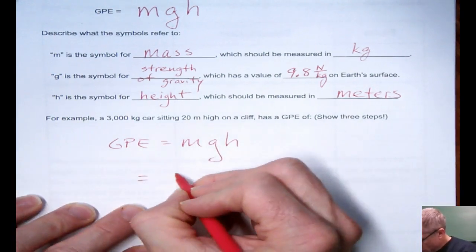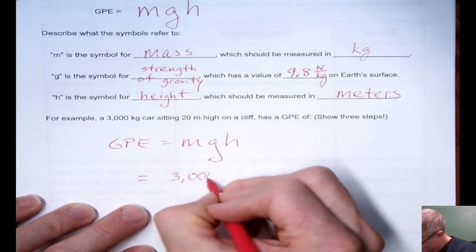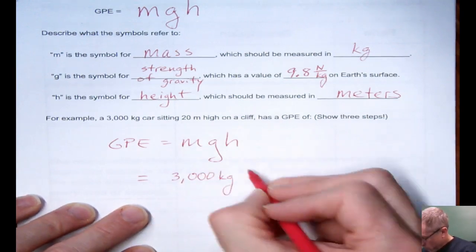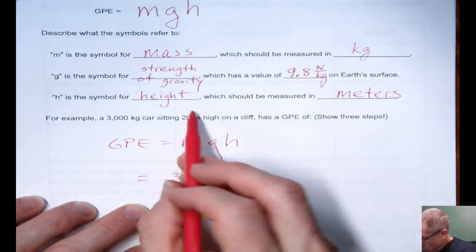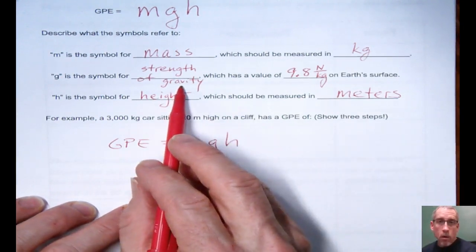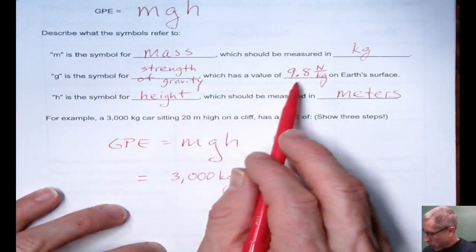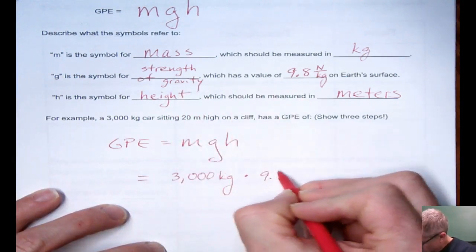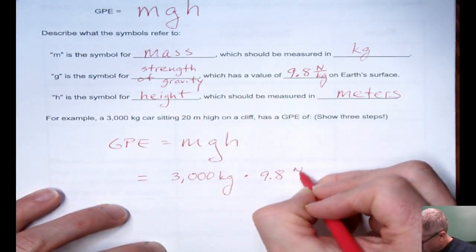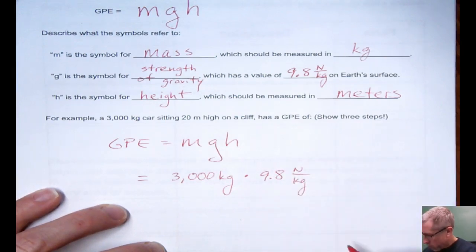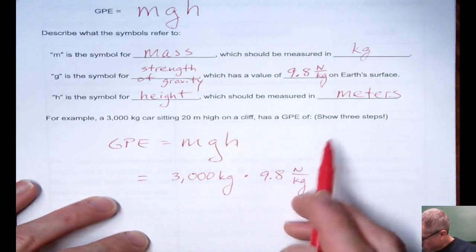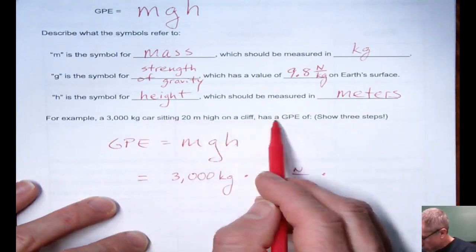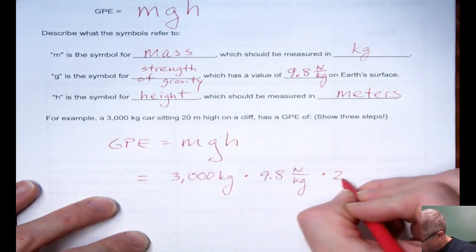So the mass here is 3,000 kilograms. I'll put a little dot because this is all multiplication. As long as we're on the surface of the Earth, or very near the surface of the Earth, we can always use 9.8 for the value of little g. And that's in newtons per kilogram. And then we multiply by the height. The height above the lowest surface, so that would be the height of the cliff, or 20 meters.